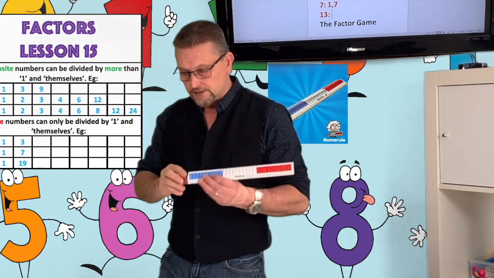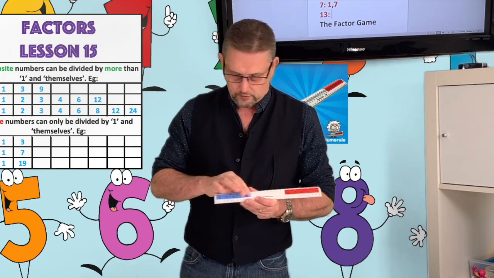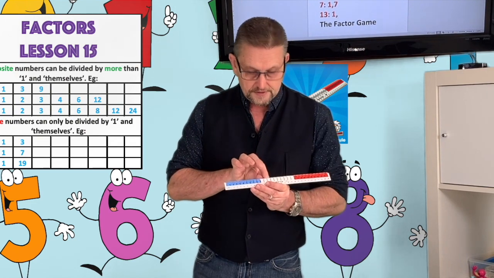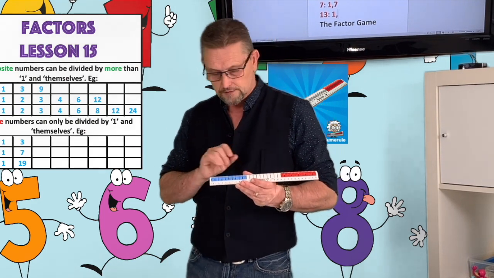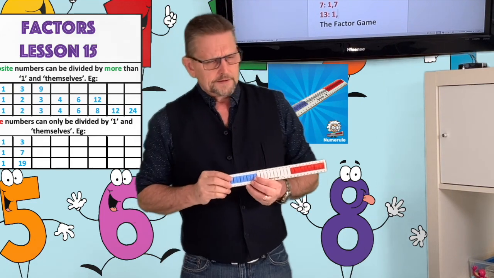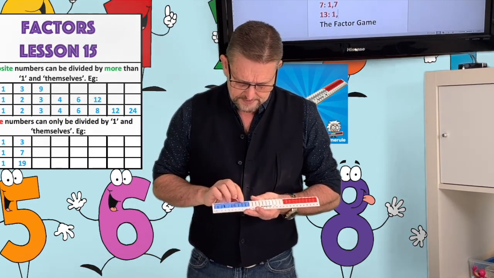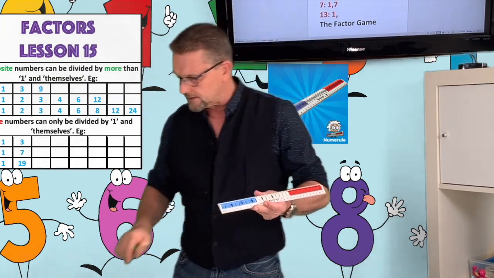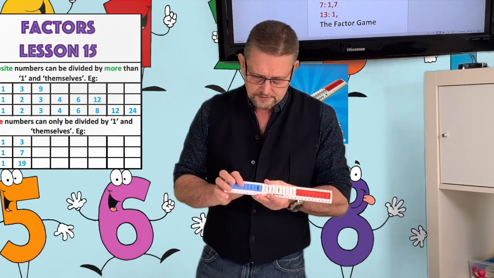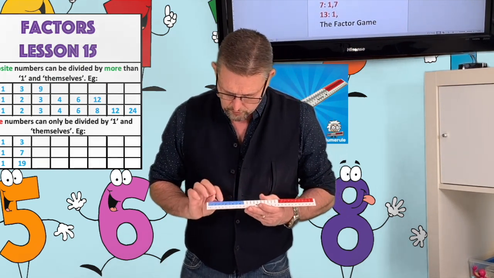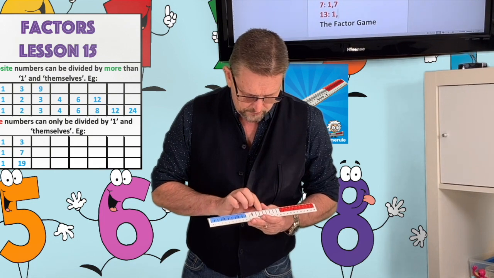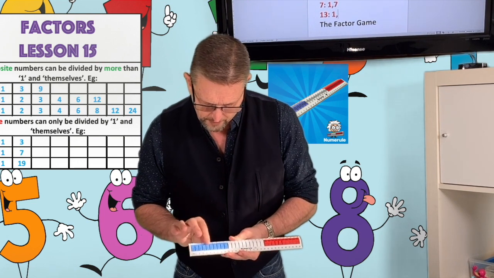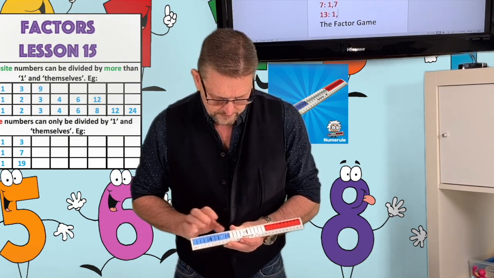Okay, right, so let's do 13. We know that 1 will go into there, so let's just put that down. 2, well, 13's an odd number, so we know 2's not going to go into there. 3, okay. Let's see. 3, 6, 9, 12, 15. No, it does not go into there. What about 4? 4, 8, 12, 16. No, it doesn't go in. What about 5? 5, 10, 15. No, it doesn't go in.